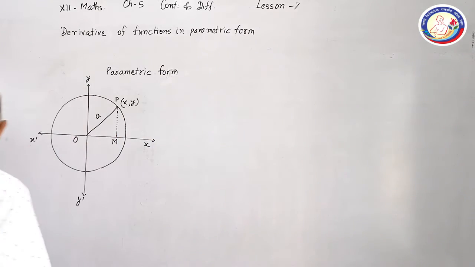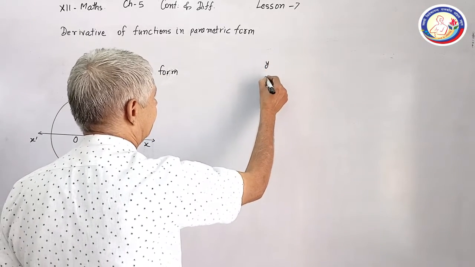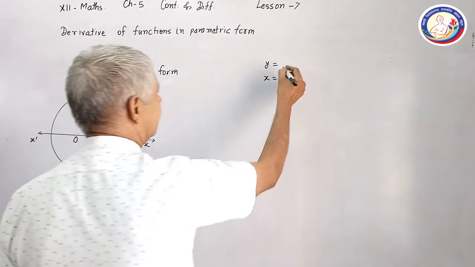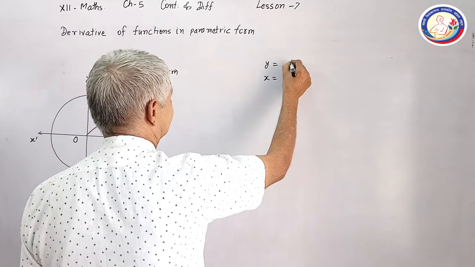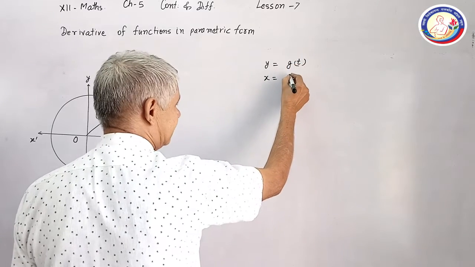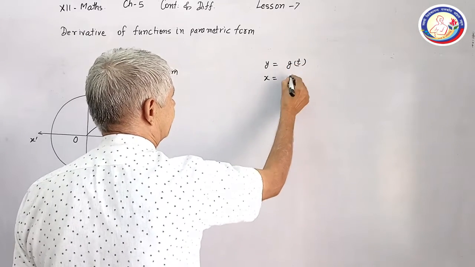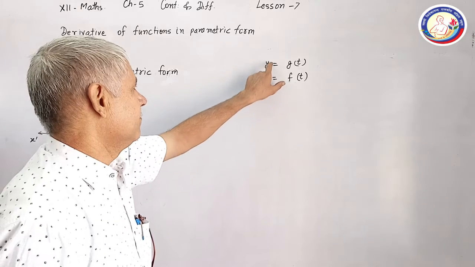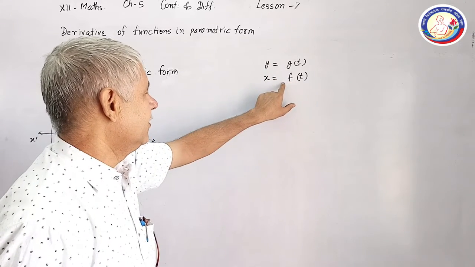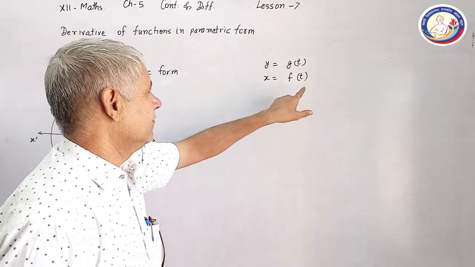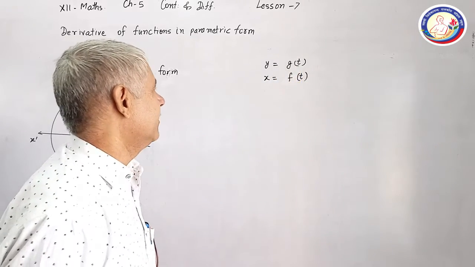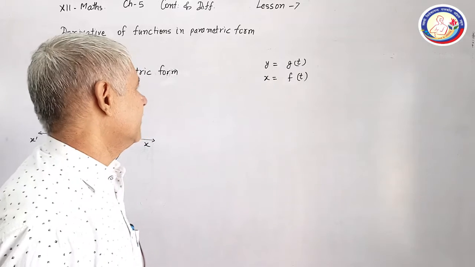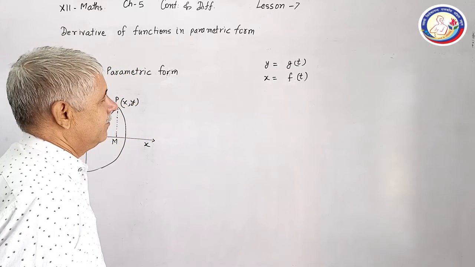If in a given function, y and x are separately functions of another variable, say y is represented in the form of g(t) and x is f(t), both of these, y and x, are expressed in the form of functions of t separately, then this type of expressing a function is called parametric form.